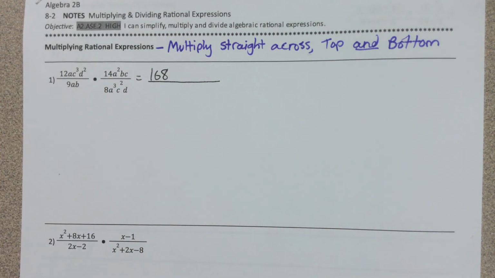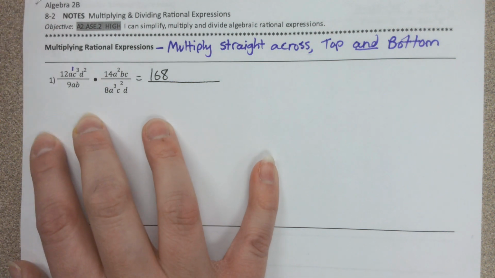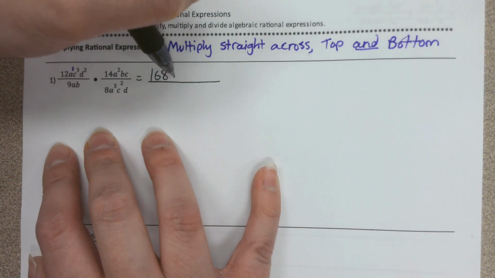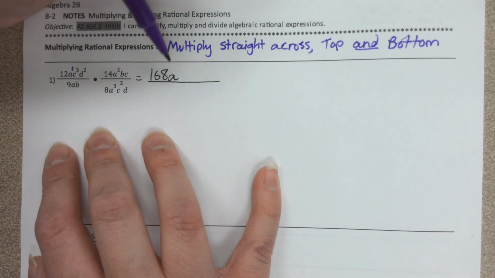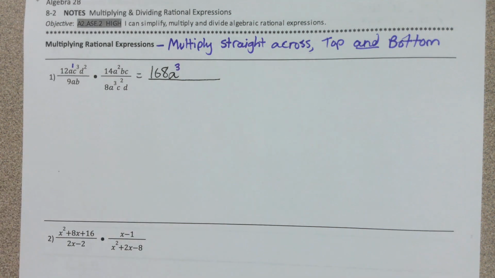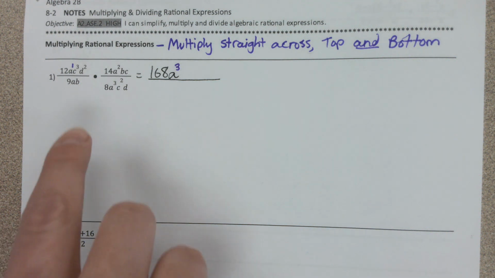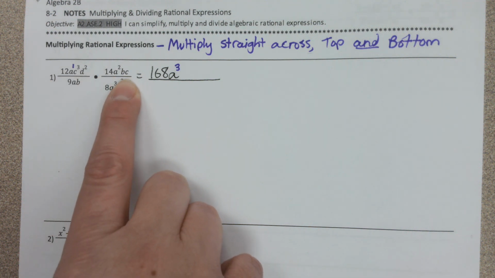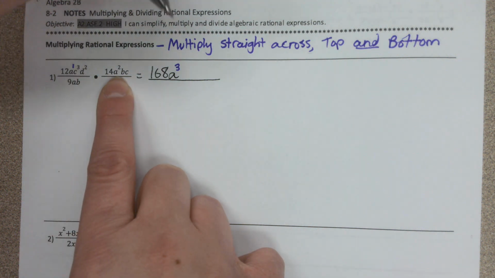A times a squared. When I multiply those a's, what am I actually going to do? I'm going to add those exponents. So I have a to the first and a squared. When I multiply those, I'm going to get a cubed. 1 plus 2 is 3. Next, the next letter in that fraction is C, but look for B. We do have a B in the other fraction, so we're just going to carry that over to the answer.